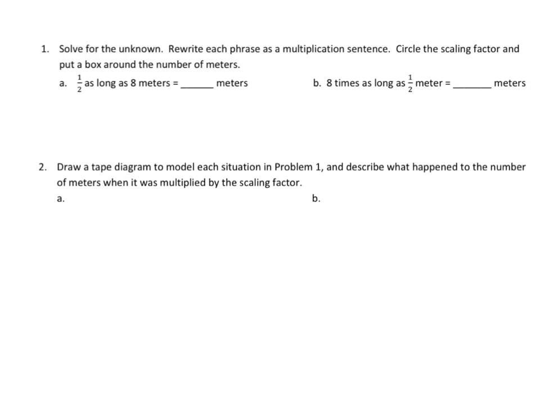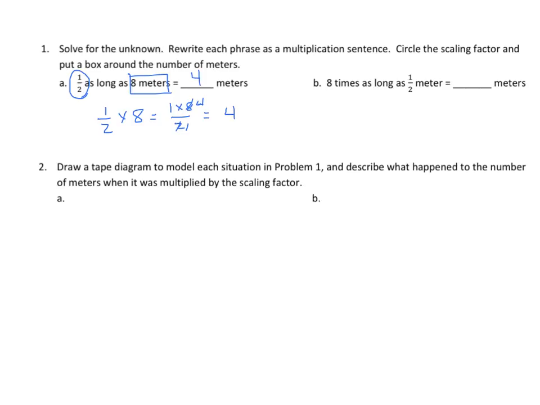Solve for the unknown. Rewrite each phrase as a multiplication sentence. Circle the scaling factor and put a box around the number of meters. Well, that last part's pretty simple, right? We know that the number of meters, obviously, is the 8 meters in this statement here. So the scaling factor has to be this 1/2. So we have a multiplication problem here. 1/2 times 8 meters equals 1 times 8 over 2. We can do some common factor work here, and we get 4.